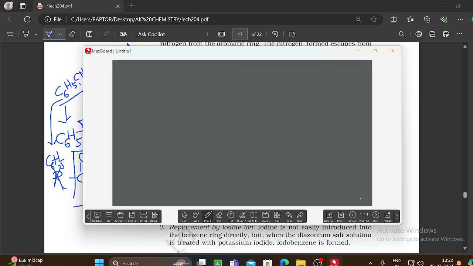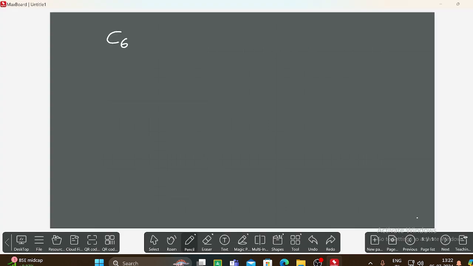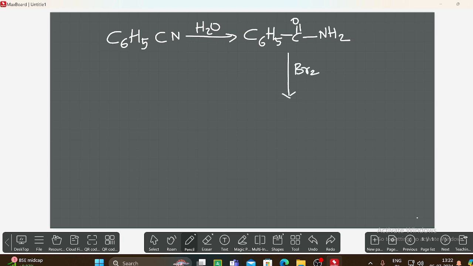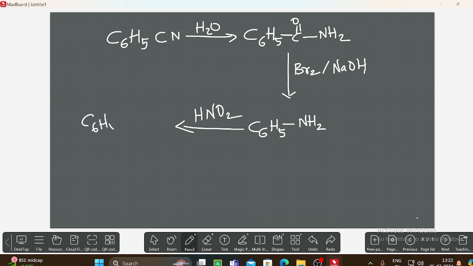Now C6H5CN. This is the reactant. When you are adding water, C6H5C double bond O NH2. When you are adding bromine and sodium hydroxide, that CO is cleaved, giving C6H5NH2. When this is subjected to reaction with nitrous acid, I will get C6H5N2+Cl-. So 1, 2, 3 steps, 3 marks.